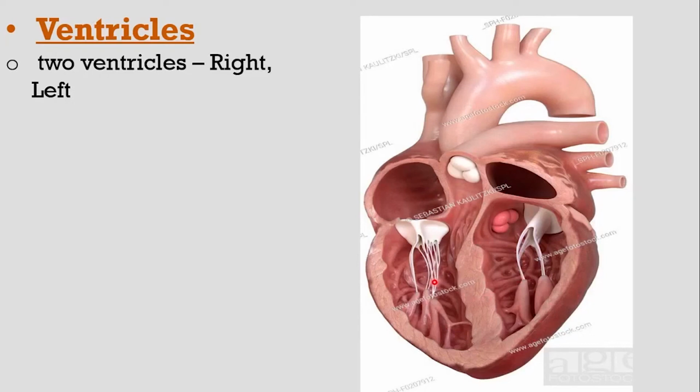Right ventricle, here it is the right ventricle, it sends blood only to the lungs. The right ventricle contains deoxygenated blood and it sends that deoxygenated blood to the lungs for oxygenation.